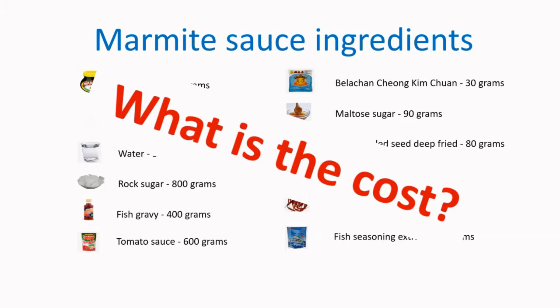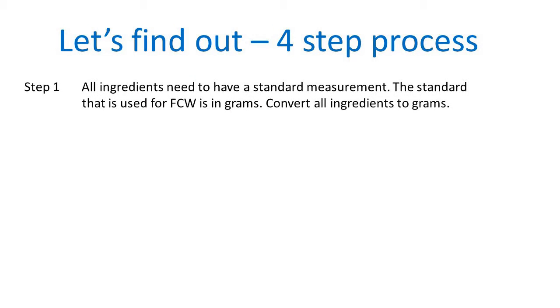Let's find out. It is a 4-step process. Step 1. All ingredients need to be standardized in measurement. FCW uses grams as a standard of measurement. The amount of water required needs to be converted to grams. Tomato sauce, fish gravy and so on will need to be in grams.